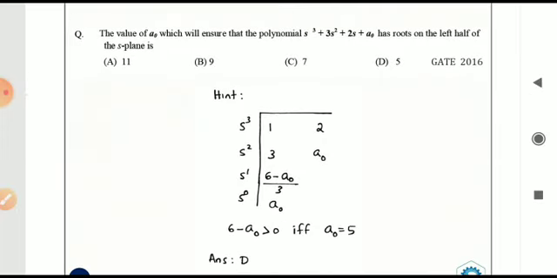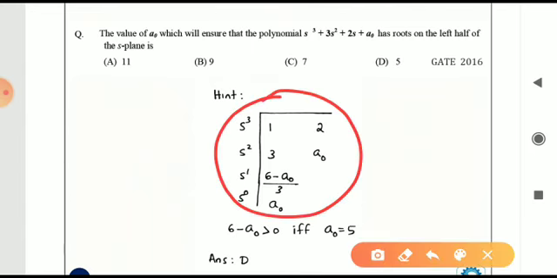Okay, now coming to the next question. The value of A0 that will ensure that the polynomial s cube plus 3s square plus 2s plus A0 has roots on the left half of S plane. It is again a problem related to Routh stability criterion. So first of all we can form the Routh array like this.